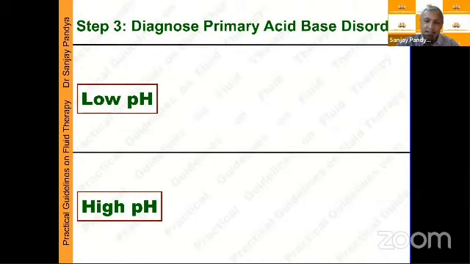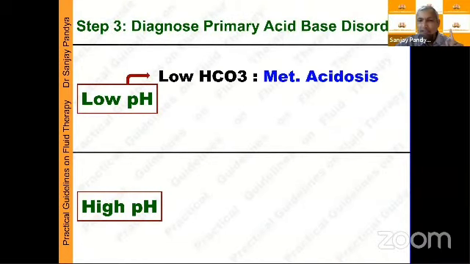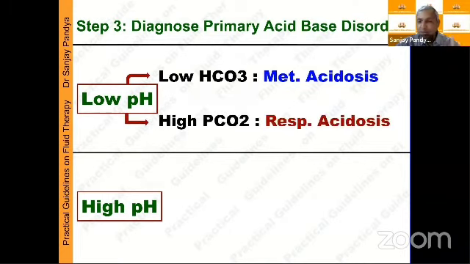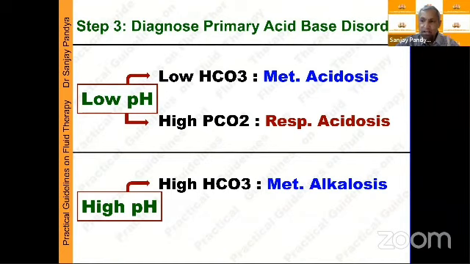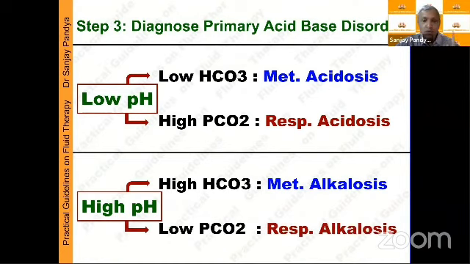So I will summarize: if we have low pH with low bicarbonate, our diagnosis is metabolic acidosis. If low pH with high PCO2, our diagnosis is respiratory acidosis. High pH with high bicarbonate, our diagnosis is metabolic alkalosis. High pH with low PCO2, our diagnosis is respiratory alkalosis.